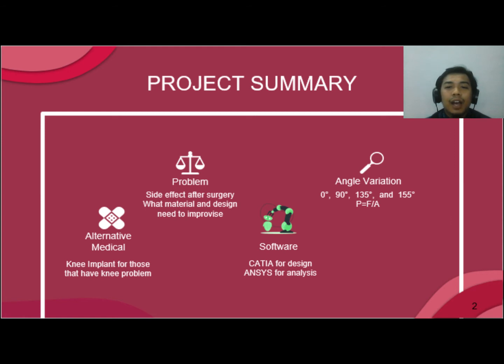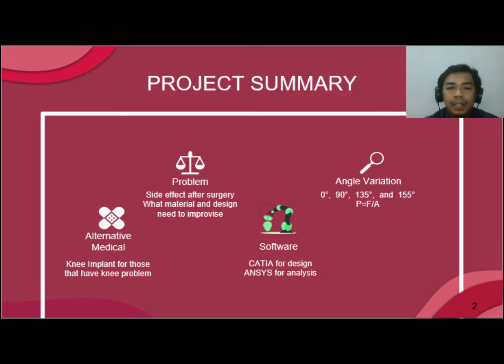The design for high flexion knee uses metal as the material, which is done through the manufacturing process of metal 3D printing. The problem of this project is the side effect after the surgery of knee implant. Also, what in our design needs to be improvised and what is the best material to use in implant. The objective of this project is to redesign, analyze, and assess the performance of knee component.